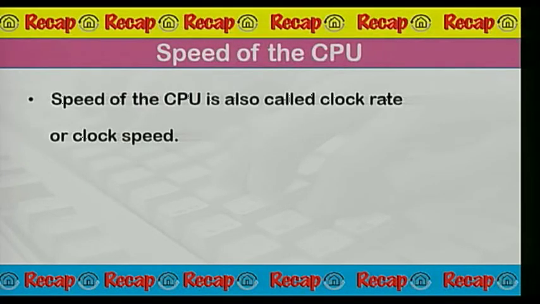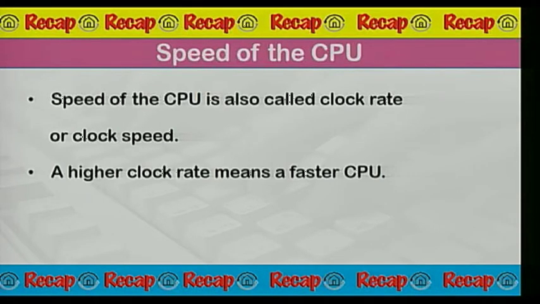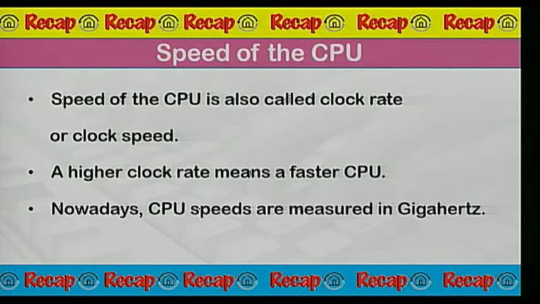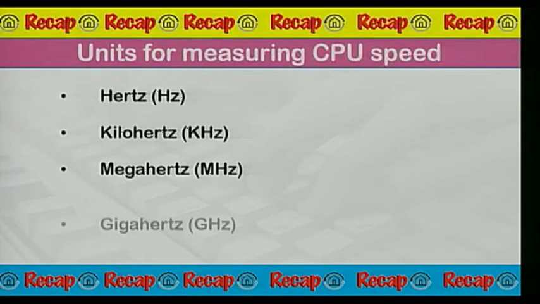The speed of the CPU is also called clock rate or clock speed. A higher clock rate means a faster CPU. In modern computers, CPU speeds are measured in gigahertz. The units for measuring CPU speed are Hertz, kilohertz, megahertz, and gigahertz.